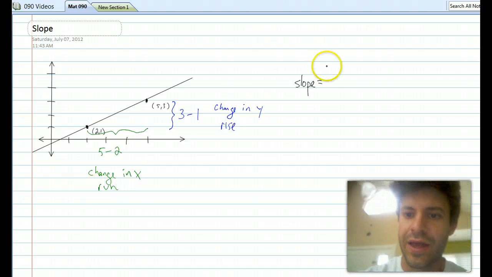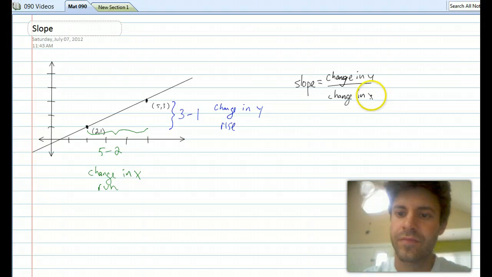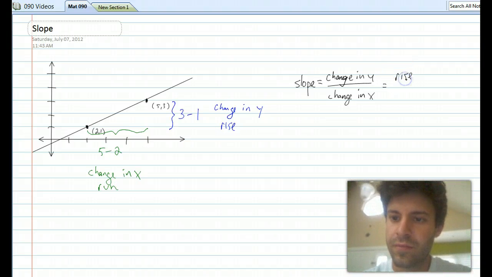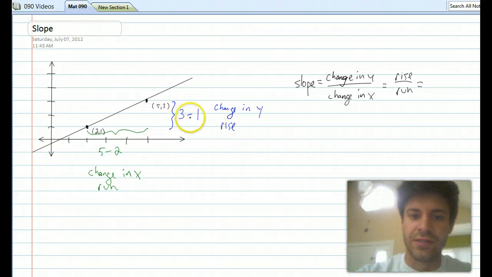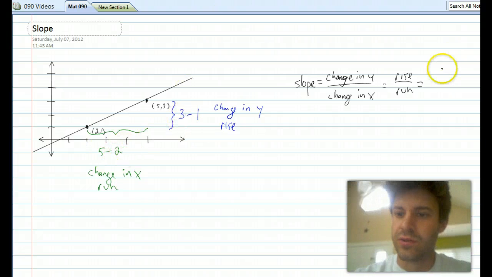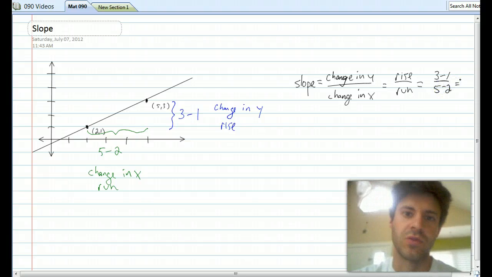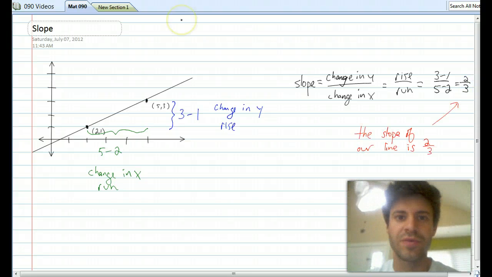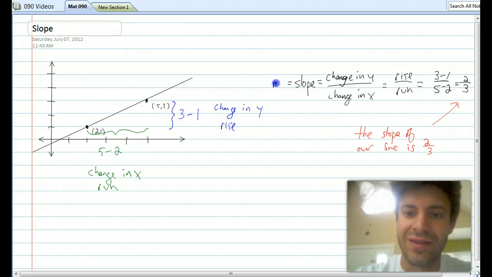We define the slope as the change in y divided by the change in x. Using our other definitions, we could call that the rise over the run. And given our numbers in this example, the rise is 3 minus 1, and the run is 5 minus 2. Then finding the slope of this line is just a matter of doing the simple calculation. That's 2 over 3, or 2/3. So the slope of our line in this example is 2/3. And just another piece of notation, we often refer to the slope as m.